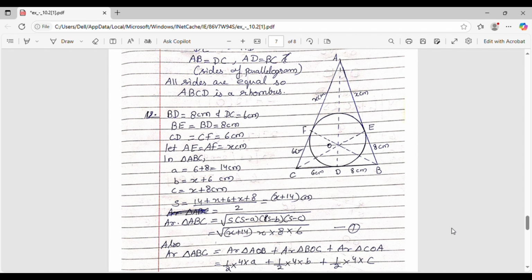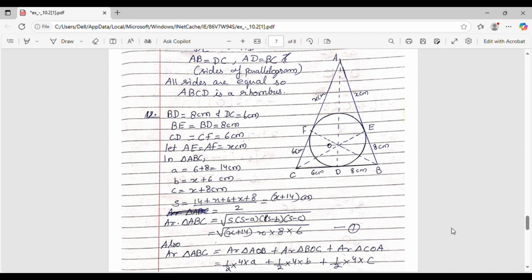So first we will join AD, BF and CE. As you can see in the figure, we will assume AF and AE as x centimeter. In triangle ABC, we can take the sides as 14, x plus 6 and x plus 8 centimeter. We will apply Heron's formula to get S, which is A plus B plus C upon 2, which we will get as x plus 14 centimeter. Now in triangle ABC, we will apply Heron's formula and we will get the area of triangle ABC.